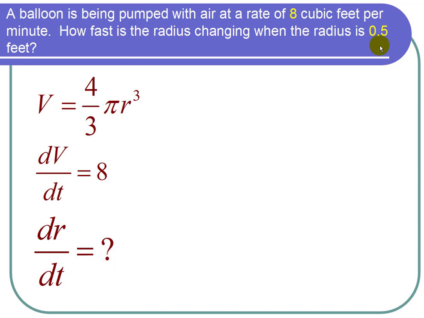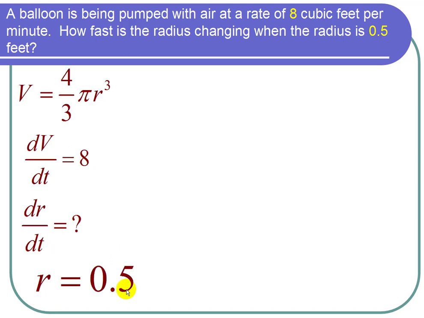Notice that as the balloon is being pumped, the radius changes. It's not always 0.5. When we have a number given, but the radius or that variable is changing, that's something we're going to use at the very end of the question. So we have a relationship between the volume and the radius. We want to get some derivatives with respect to time. So I'm going to implicitly differentiate with respect to time.